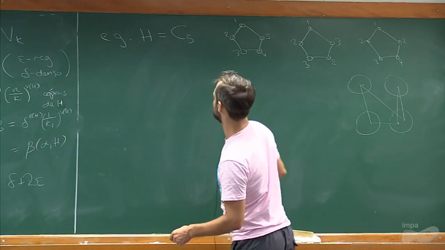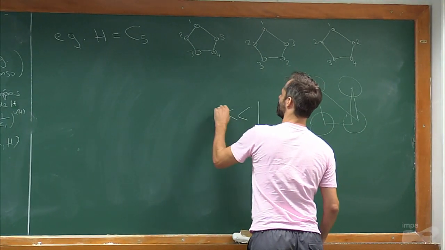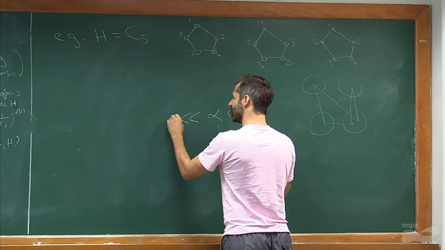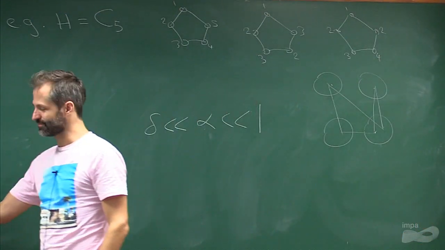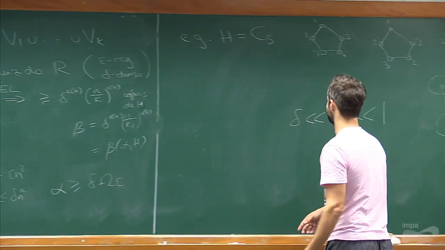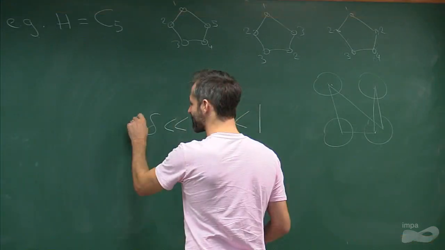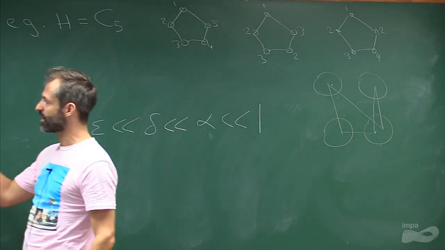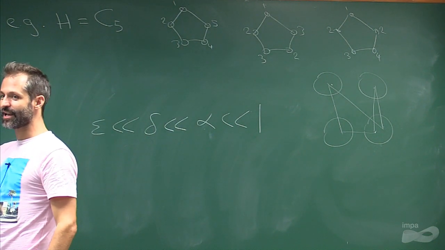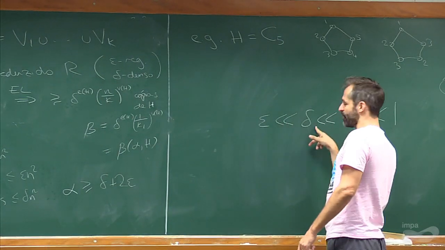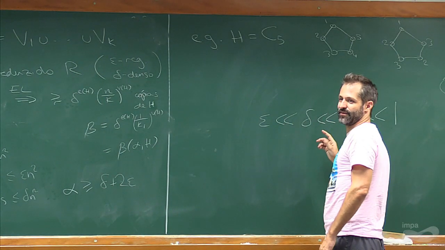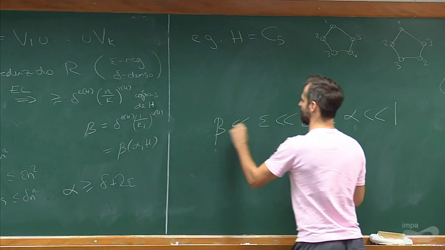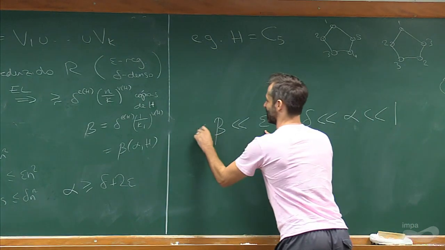Embedding lemma. So alpha is much smaller than 1, right? It's arbitrarily small. We pick delta much smaller than alpha, actually alpha over 2. And then we pick epsilon much smaller than delta. This needs to be much smaller because we need to apply the embedding lemma. In the embedding lemma, epsilon needs to be small compared with delta and H. And then beta is this crazy function, but it's still positive.